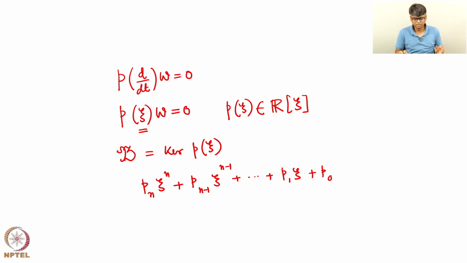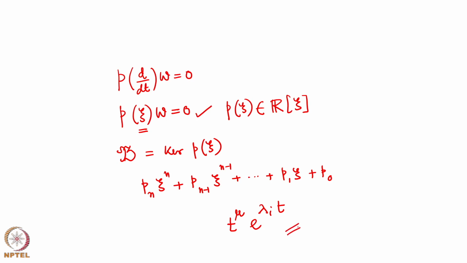And you remember that you have to find out the roots of this polynomial, and then the solutions are given by these various roots, but sometimes you also need some multiplication by t to the power mu. So these are the so-called basis functions which give us the solution of this equation, right. But why is this so? Let us try and understand that a little more carefully.